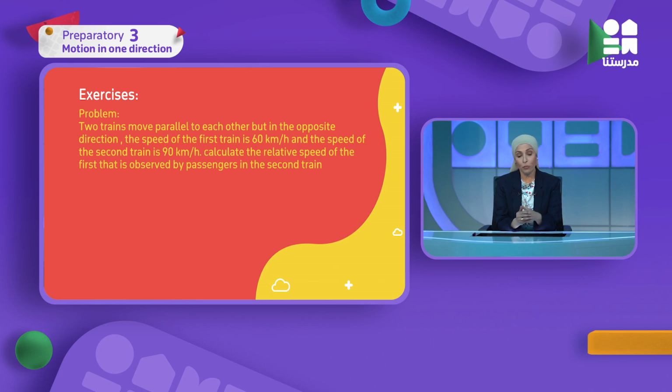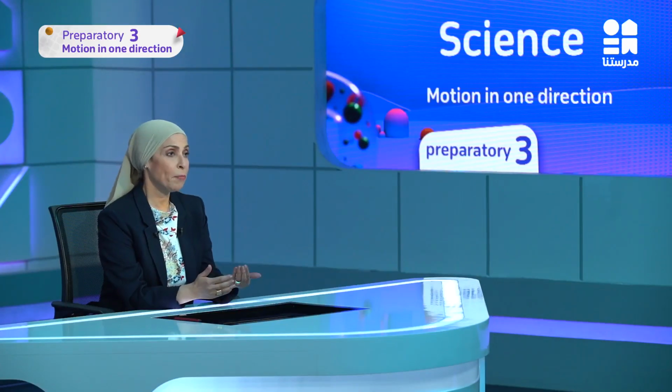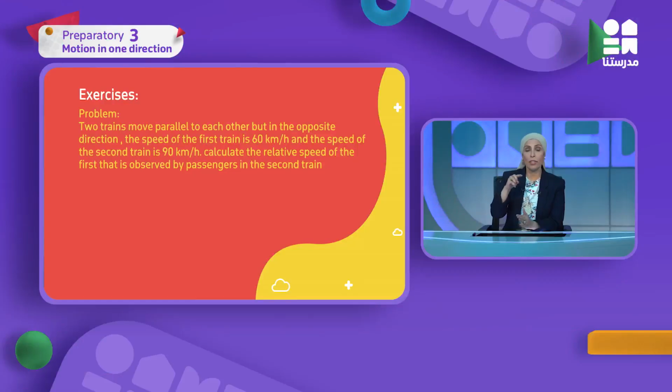The speed of the first train is 60 kilometers per hour, and the speed of the second train is 90 kilometers per hour, and he wants to calculate the relative speed of the first car as observed by the passenger in the second train. He has to mention in all the problems where the observer is, to know if it is in the same direction or in the opposite direction, so I can calculate it easily. So here I'm focusing that the two trains are moving in the opposite direction. Okay, so opposite direction, addition.